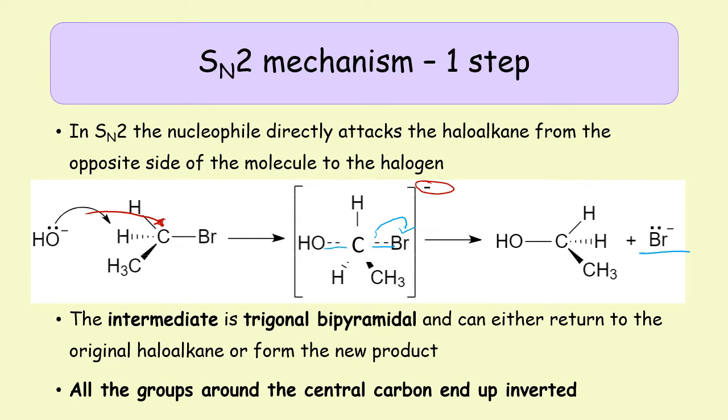And all the groups around the central carbon, you can see on the left-hand side, the groups were pointing to the left. When the reaction is completed, the groups are now pointing to the right. This causes an inversion of that chiral center.